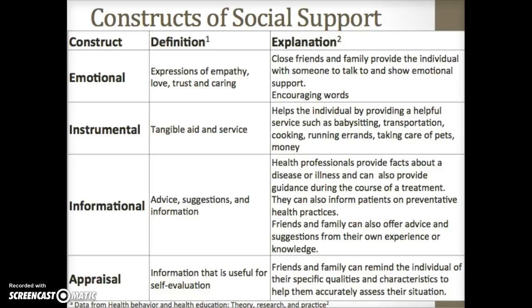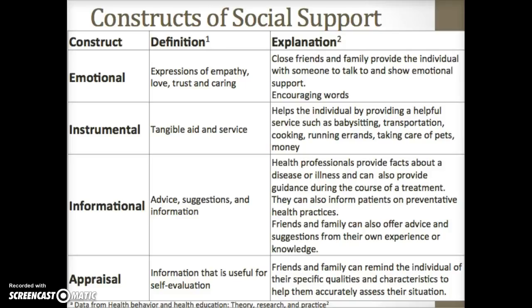There are 4 constructs of social support. The first one is emotional support, which includes expressions of empathy, love, trust, and caring. Close friends and family provide the individual with someone to talk to, show emotional support, and provide encouraging words.